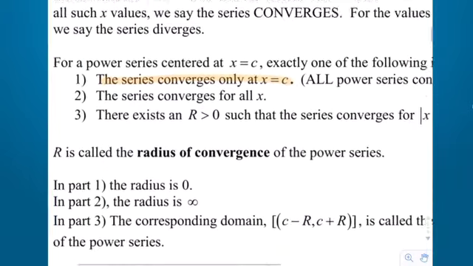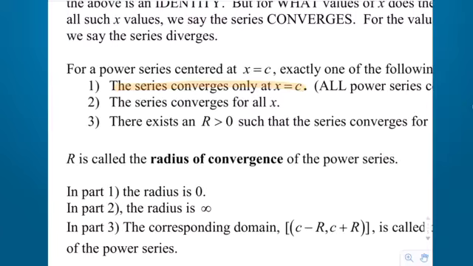So now there's 3 possibilities. For any power series centered at c, exactly one of the following is true. The series can converge only at the center. Now what that means is that the series and then the terms that represent the function in the series are only the same at the center. And that's true for all series, just like it was true for all polynomials.